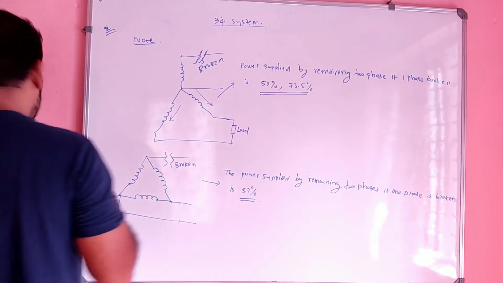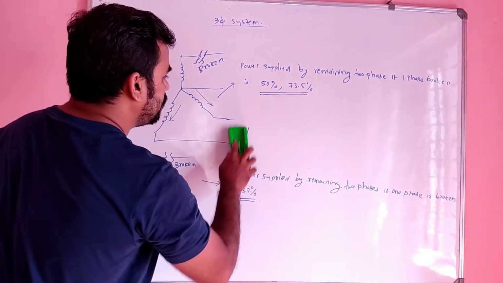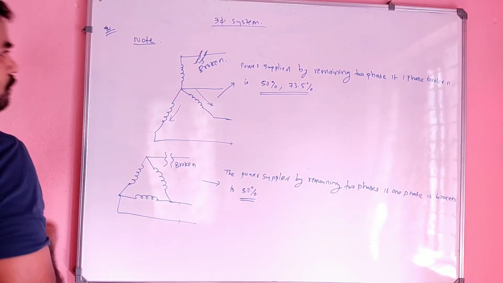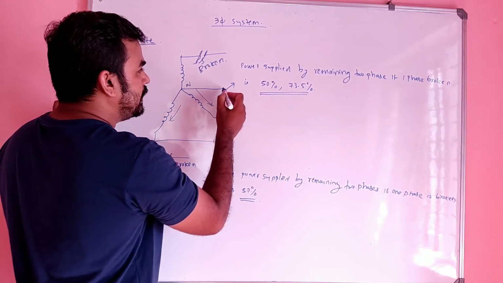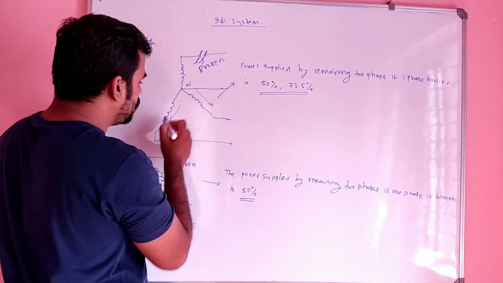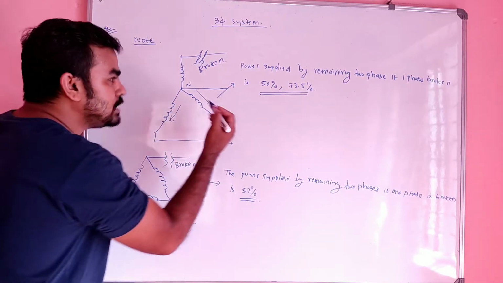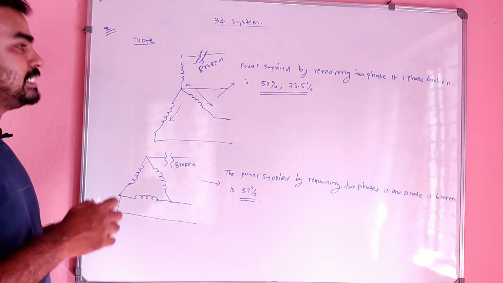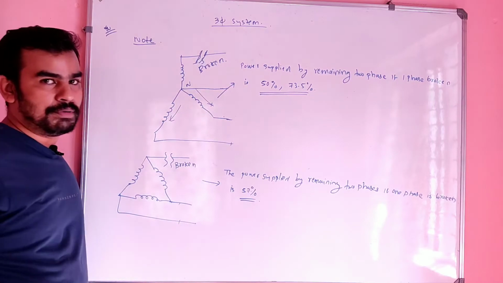Okay, then it will be more clear. Rather than this, you can make it like this. In a star connection, this is nothing but the neutral, right? Between this and this you can supply a load, or between this and this also you can supply a load. The power delivered by that star connection to the load from the remaining two phases will be 50 and 73.5.